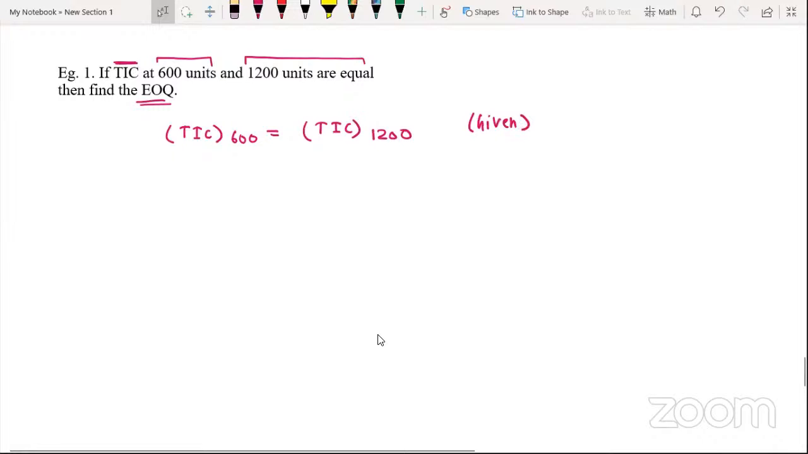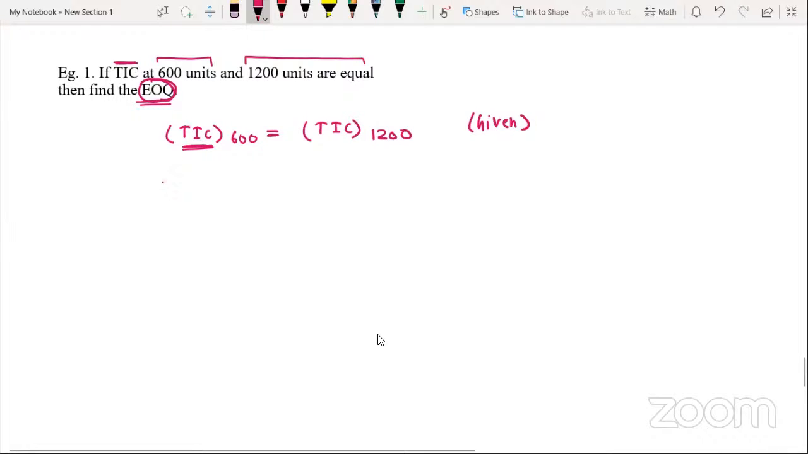From the statement, TIC at 600 units is equal to TIC at 1200 units. They are asking, what is the EOQ? The formula of EOQ is, you know, root of 2D C naught by CH. So we will go from the basics only. What is this TIC? TIC was the sum of ordering cost plus holding cost.